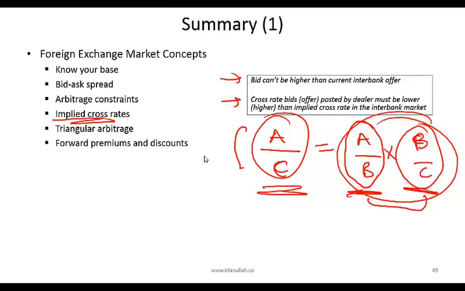Forward premiums and discounts. A forward premium is the difference between the forward price and the spot price. If the forward price is greater than the spot price, then we say we have a forward premium. If the forward price is lower than the spot price, then we say that we have a discount.